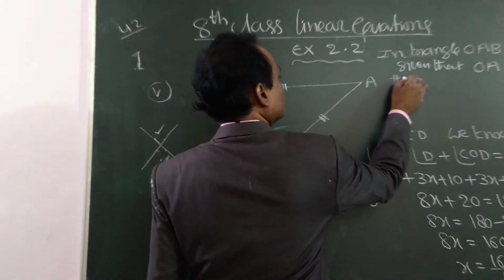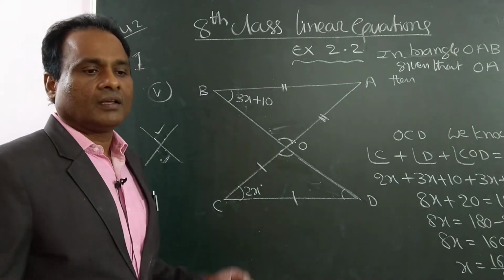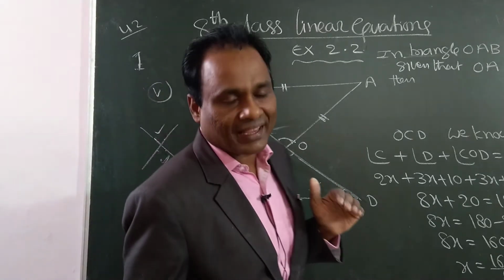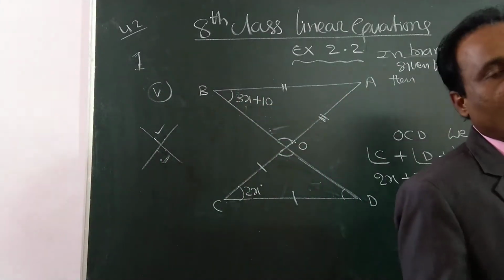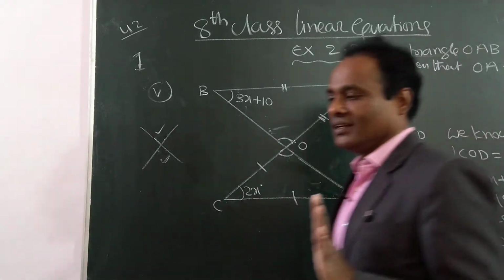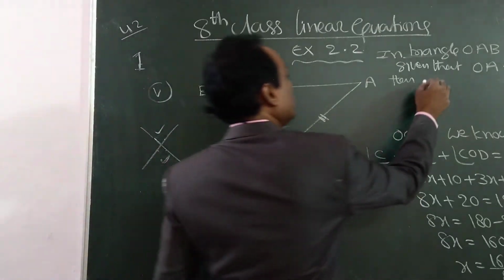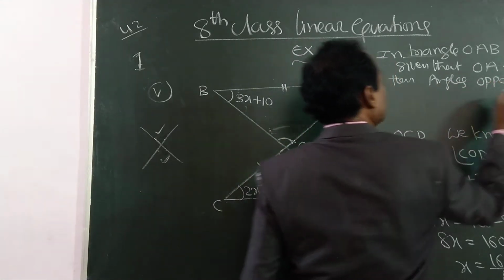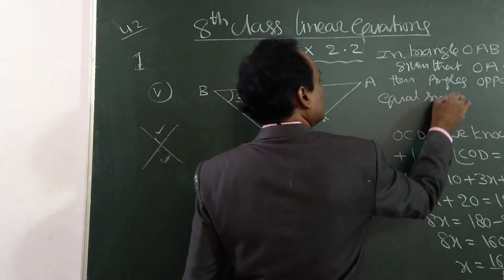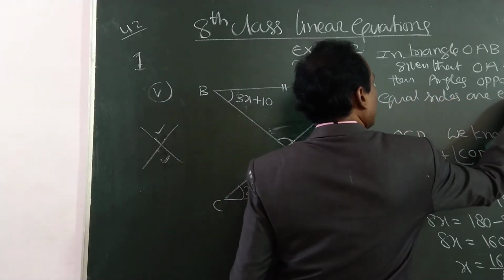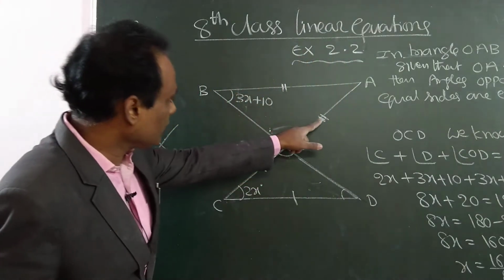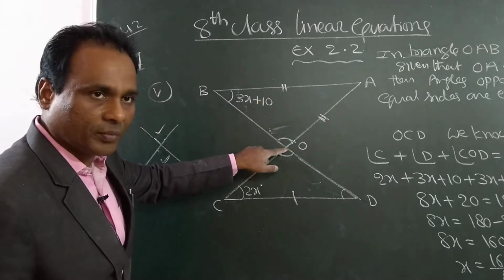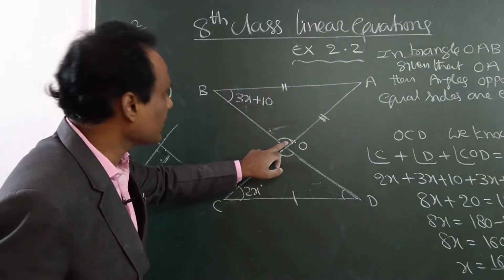Then angles opposite to equal sides will be equal. Write down: angles opposite to equal sides are equal. So this opposite angle is this, then this opposite will also be the same. If two sides are equal, two angles will be equal. This angle is 3x plus 10, this angle is also 3x plus 10.